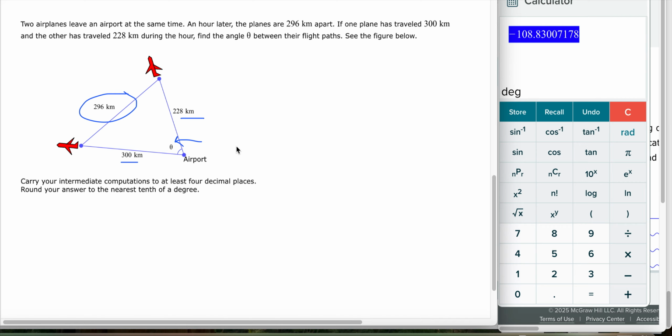Okay, so let's take a look at another example. Okay, so here we have 2 planes leave an airport at the same time. An hour later, the planes are 296 kilometers apart. Okay, so that's drawn right here. Let's see, if one plane has traveled 300 kilometers and the other 228, we're looking for the angle between the flight paths. So we're looking for this angle theta.